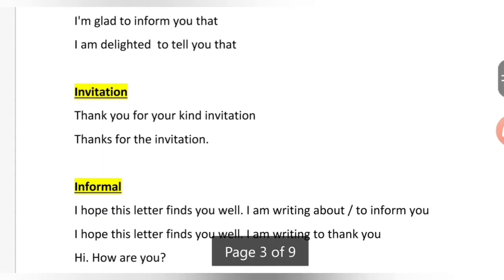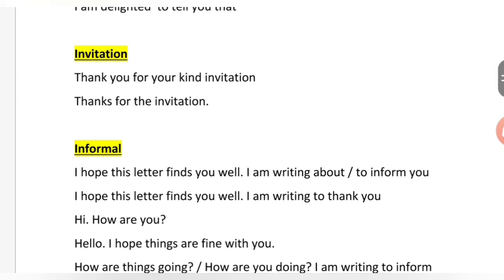Then other ways, like an invitation letter. Thank you for your kind invitation. It will be a little formal or semi-formal. But if you're writing to a friend, then you can directly say thanks for the invitation.